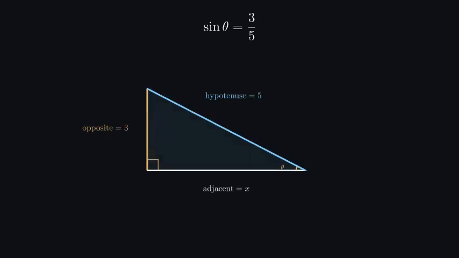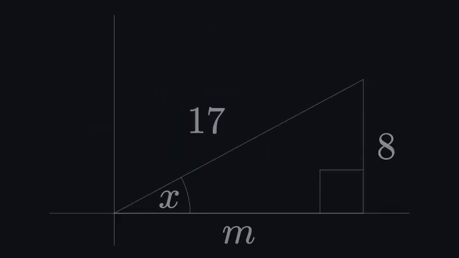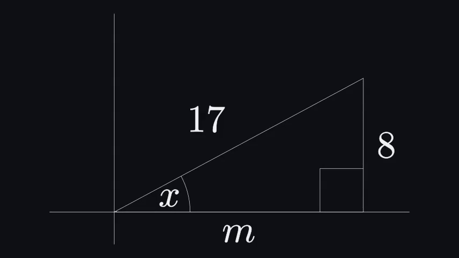This right triangle represents sine theta equals 3 over 5. The opposite side is 3, the hypotenuse is 5, and the adjacent side is x. This is the right triangle for angle x. The hypotenuse is 17, the opposite side is 8, and the adjacent side is m.